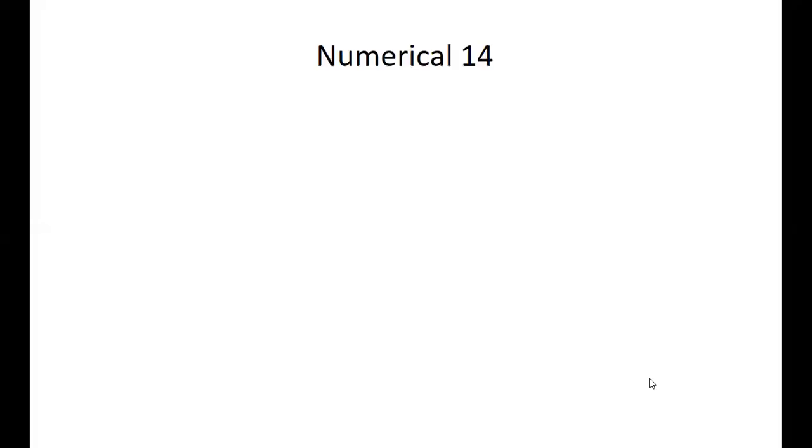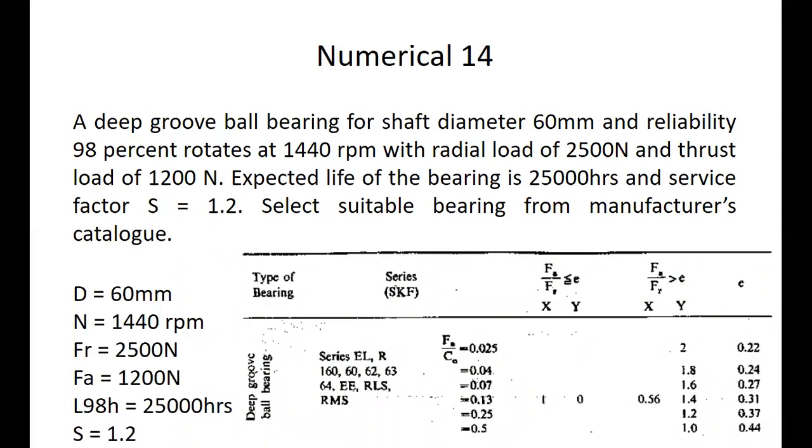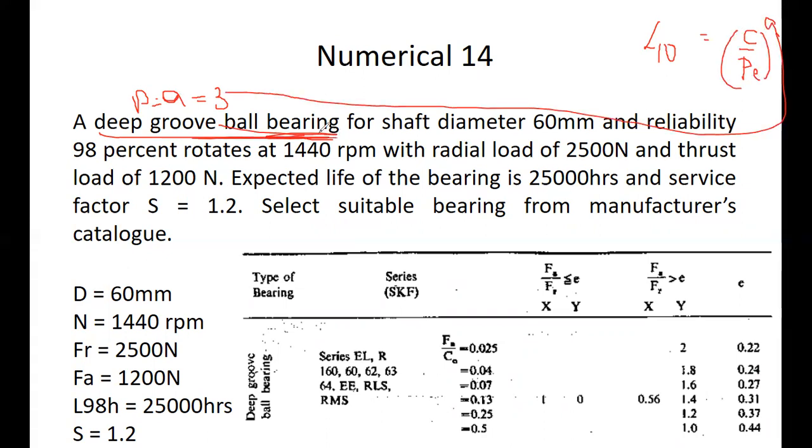Now let us proceed with the numericals which are asked in our exam. 14th numerical. Numericals 1 to 13 I've already solved before. You can see my previous videos, which I'll also put in the description box. Deep groove ball bearing. Whenever it is a ball bearing, remember our a or p is 3. What is a or p in our load life relationship? L10 is C upon PE raised to a or p. This a or p is 3 when it is a ball bearing.